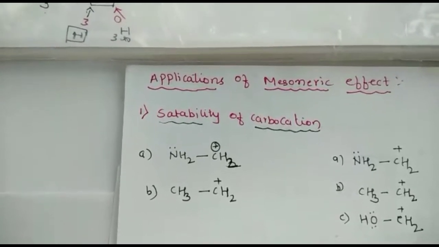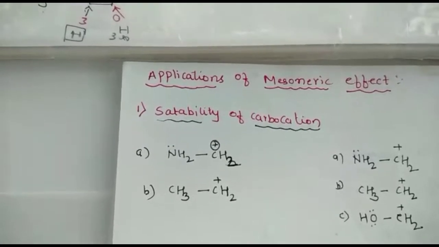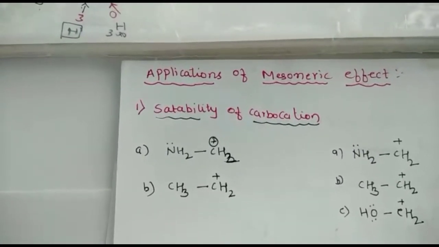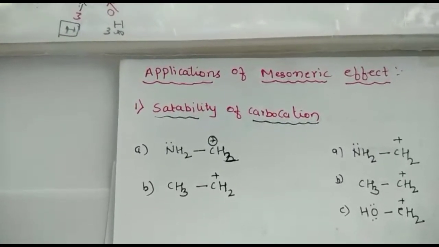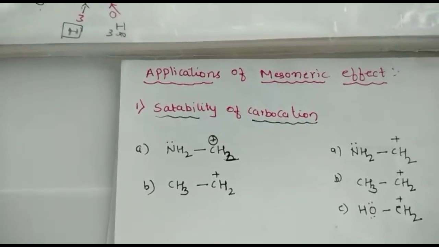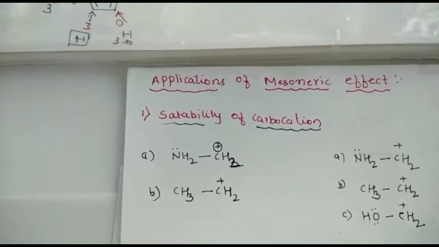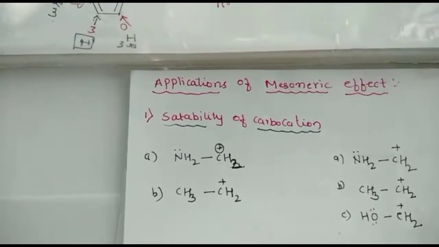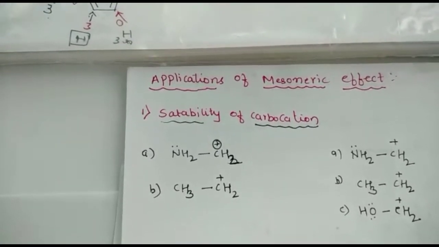Applications of mesomeric effects. By using the mesomeric effect, we can determine the stability of carbocation, we can determine the bond breaking, and we can analyze the acidic nature and basic nature of organic compounds. We'll discuss them one by one. First, what is the stability of carbocation?